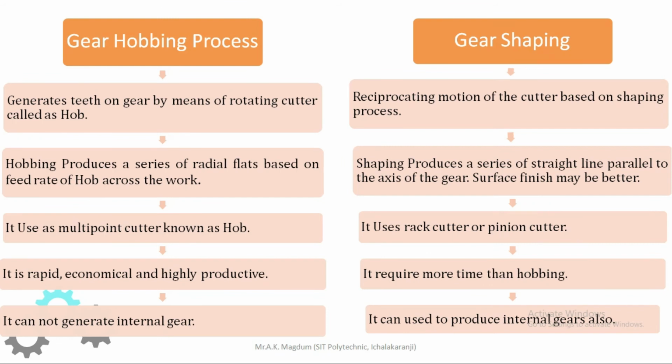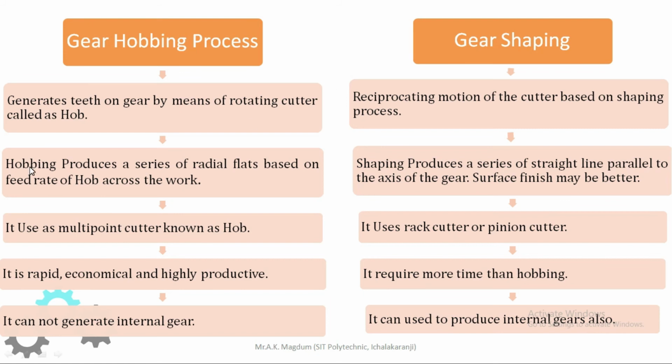But in the gear shaping process, the cutter has a reciprocating motion. Instead of a rotating cutter, here the cutter reciprocates in an up and down motion. That is the basic difference between the gear shaping and gear hobbing processes.